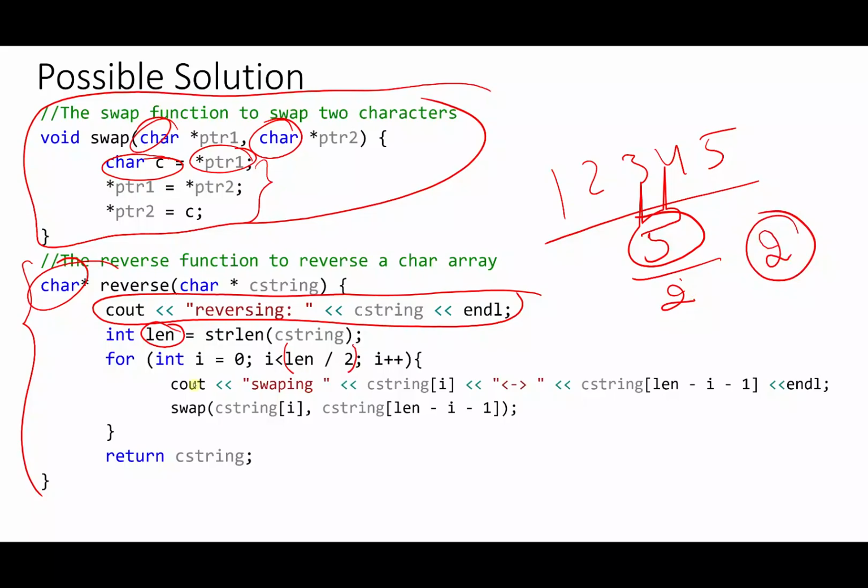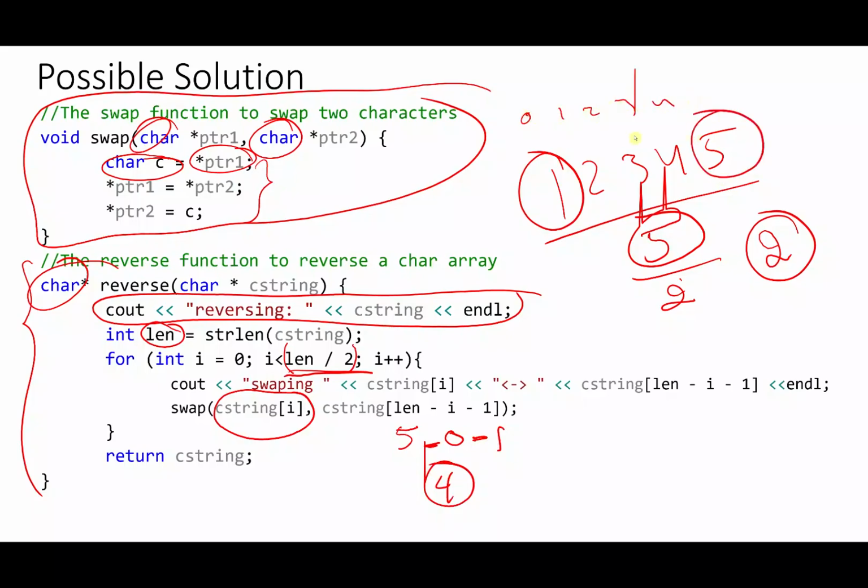I go from 0 to less than 2. So i is going to be 0 first. And I'm going to swap cString of i, so 1, with cString of length 5 minus current i, 0, so 5 minus 1, with 4. 0, 1, 2, 3, 4, these are the indexes. I'm swapping 1 with 5. So the first iteration is going to produce this: 5, 2, 3, 4, and 1.